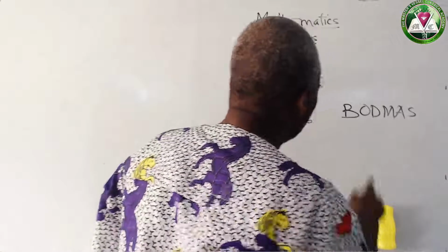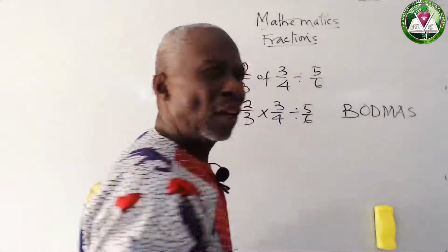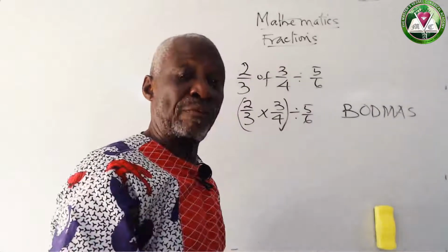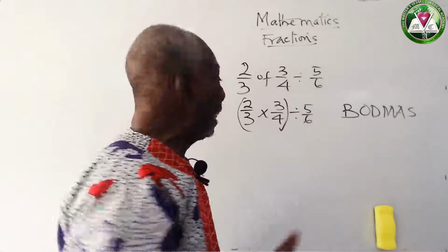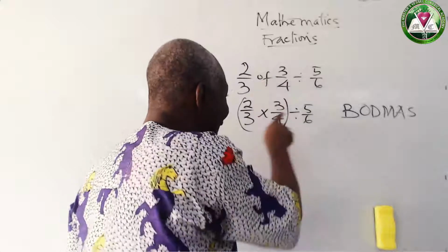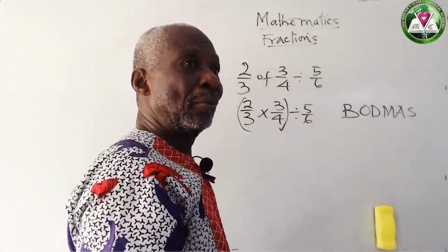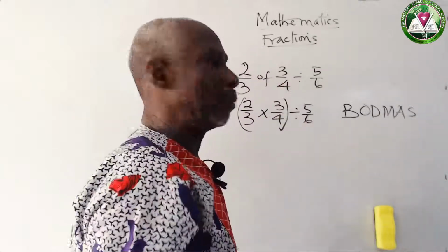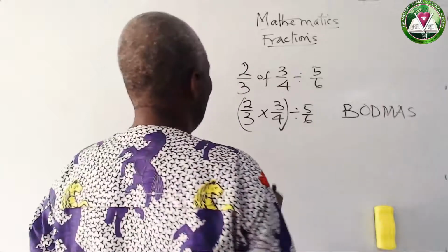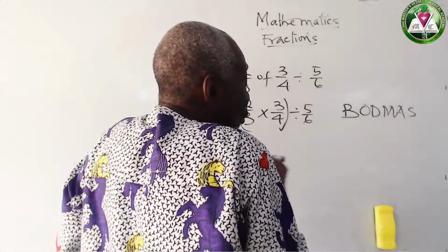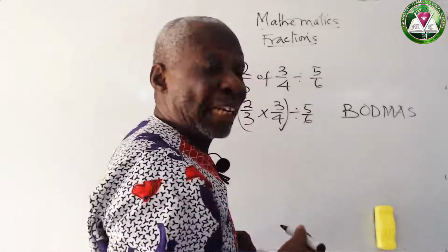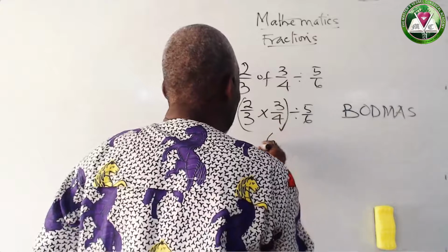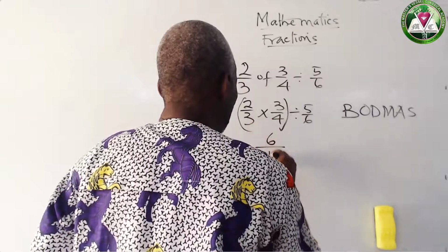But remember that they said "of" should come before division. So it means that we have to treat this first, because that was the "of". But if they had written it without "of", then we would start with these two first. But because they introduced this and there was an "of" in the original position, that's where we start. All right, let's look at this. Remember, multiply out the numerators. Don't cancel out. You may make a mistake. 2 times 3, 6. 3 times 4, 12.